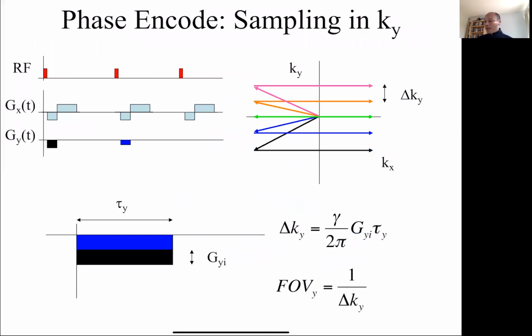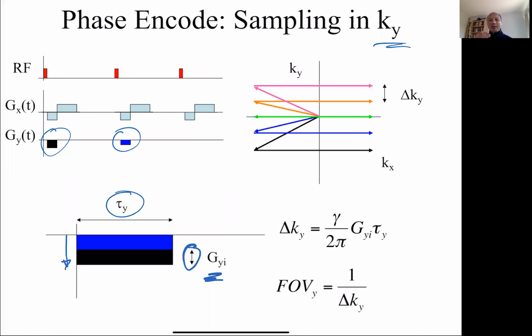All right, so the other thing we need to do is phase encode, which is sampling in the KY direction. In this case, we have these phase encode blips, they're typically called phase encode gradients. Typically we keep them all the same width, so each repetition we keep that tau sub y the same, and we're just varying the amplitude. The increment with which we increase that amplitude, we'll call GYI.